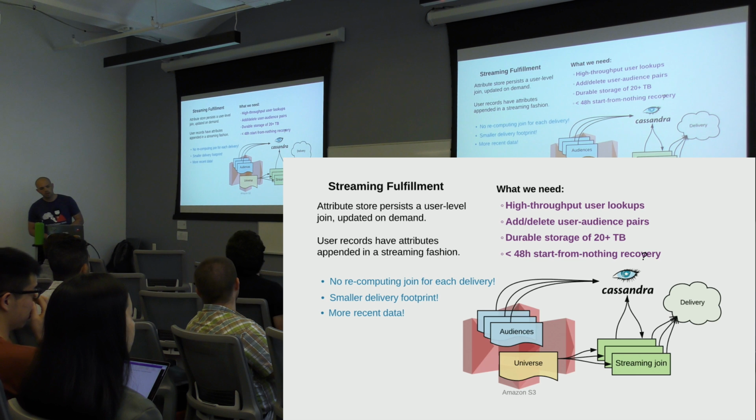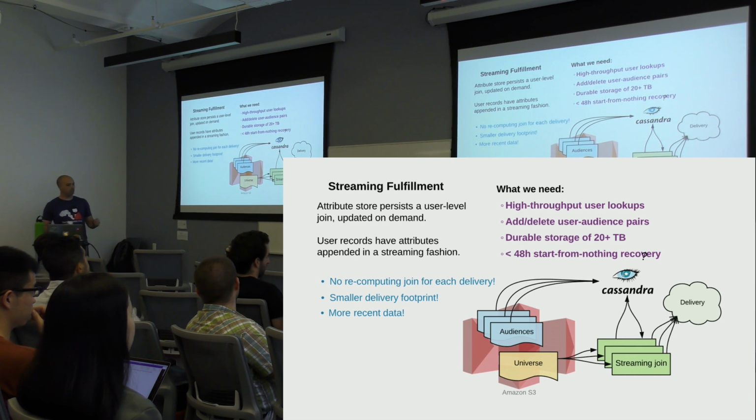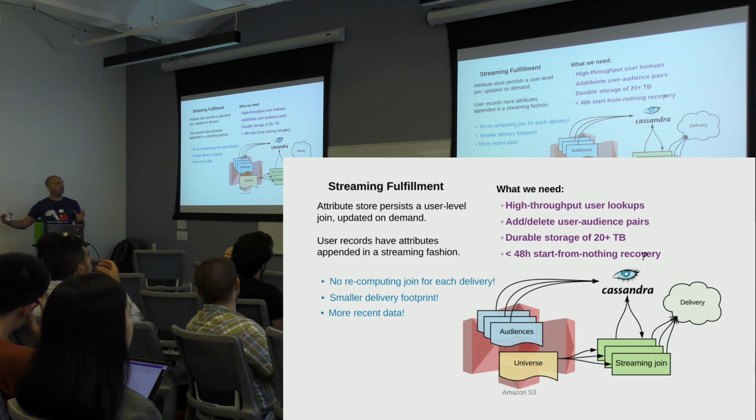So our new, what we wanted to do was to have some sort of streaming model. So instead of batch fulfillment, streaming fulfillment. So we wanted to take this join that we had, where we would take this list of user IDs and every audience that they had. And instead of recomputing that on a per job basis, we wanted to persist it.